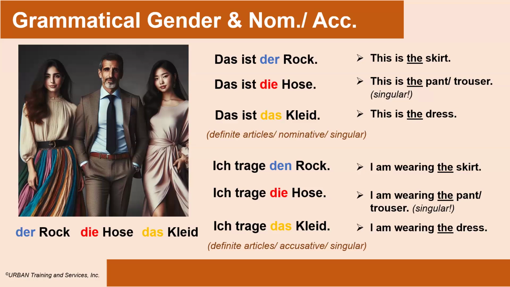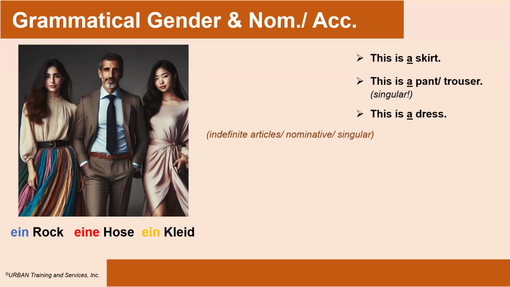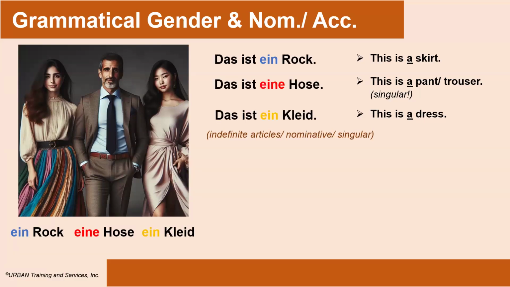Now that I've shown you the definite articles, just to complete this, I also want to show you the indefinite articles, like a skirt, a pant. Yeah, remember, it's a singular word in German, and a dress. So ein Rock, eine Hose, ein Kleid. You would say, das ist ein Rock, das ist eine Hose, das ist ein Kleid.